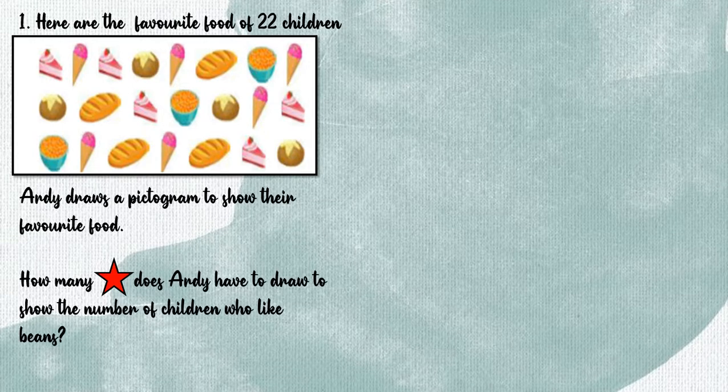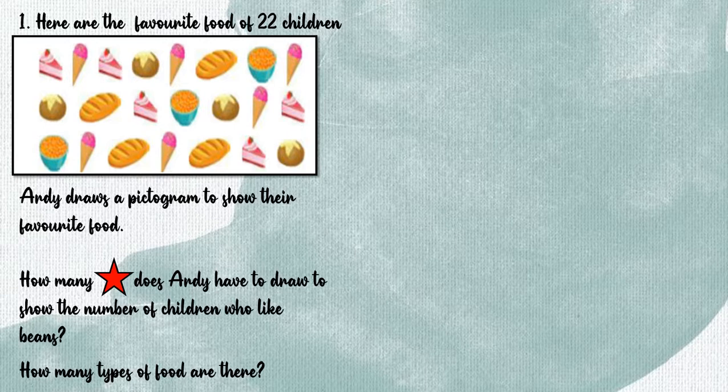Ardi draws a pictogram to show their favorite food. Jadi Ardi menggambar piktogram untuk menunjukkan makanan-makanan favorit mereka. How many stars does Ardi have to draw to show the numbers of children who like beans? Berapa banyak bintang yang harus digambar oleh Ardi untuk menunjukkan jumlah anak yang suka beans? Kacang ya. And then the next question is, how many types of food are there? Ada berapa banyak makanan yang ada di gambar tersebut?